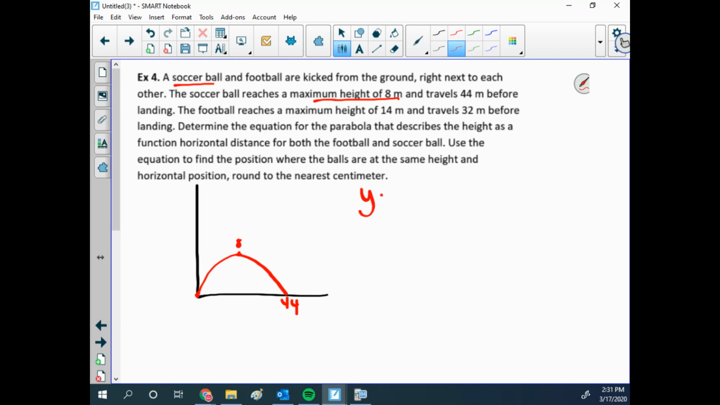So I know going into y equals a(x minus p) squared plus q, this point right here would be at 12, 8. Because the vertex is going to be halfway between these points. Or sorry, that should be 22.